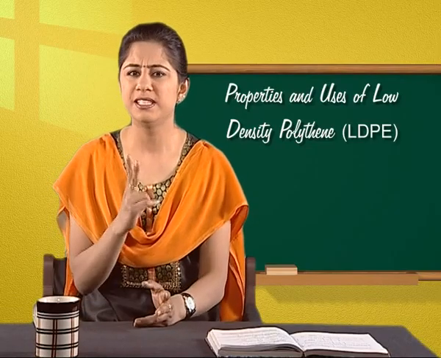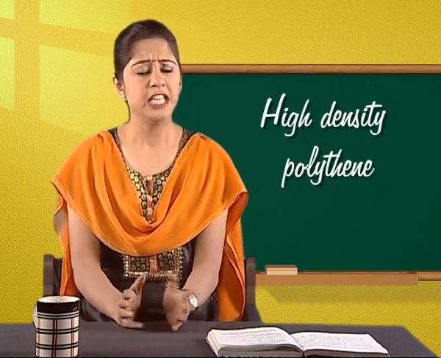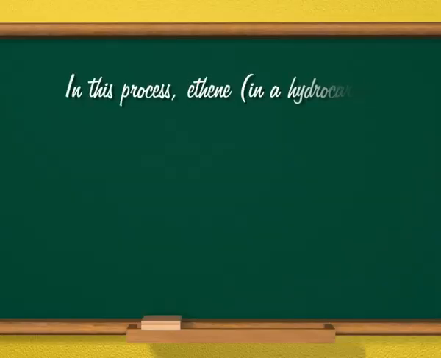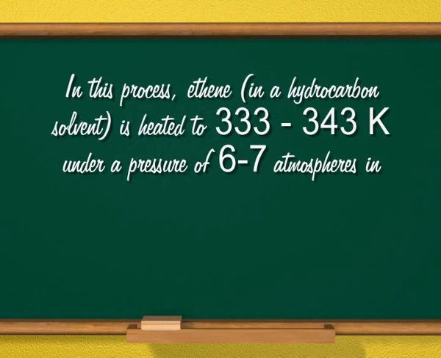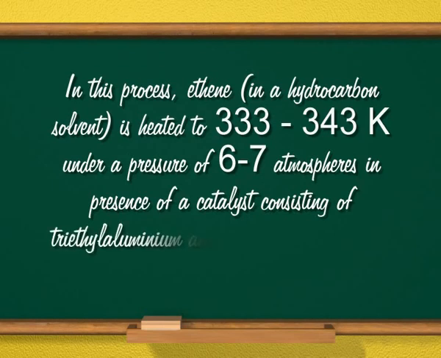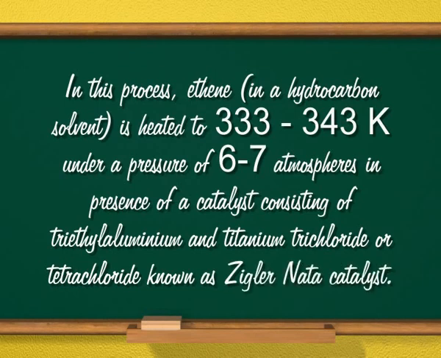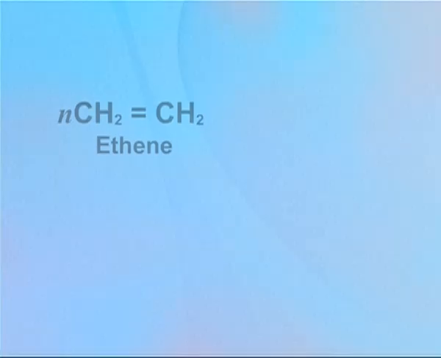Let us discuss now the second category of polyethylene, that is high density polyethylene. It is prepared by coordination polymerization of ethene. In this process, ethene, which is present in a hydrocarbon solvent, is heated from 333 to 343 Kelvin under a pressure of 6 to 7 atmospheres in presence of a catalyst consisting of triethyl aluminium and titanium trichloride or tetrachloride known as Ziegler-Natta catalyst. Have a look at the equation on the screen.